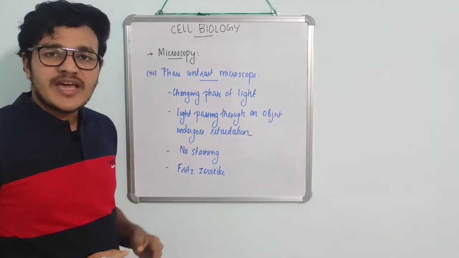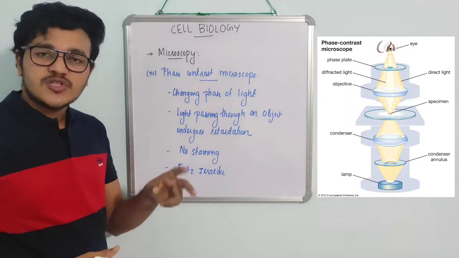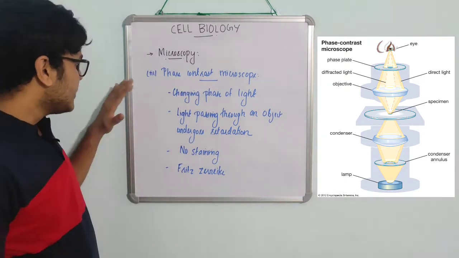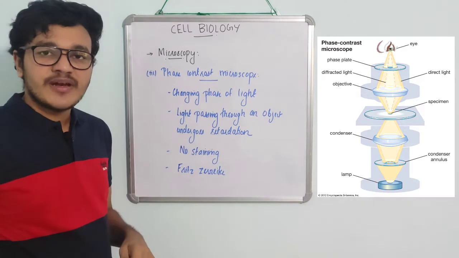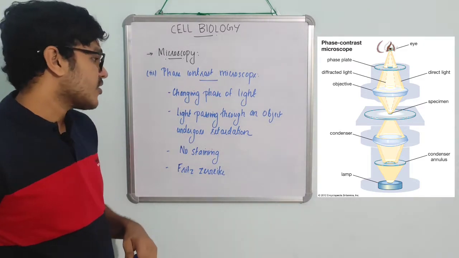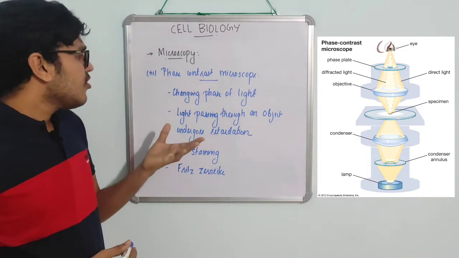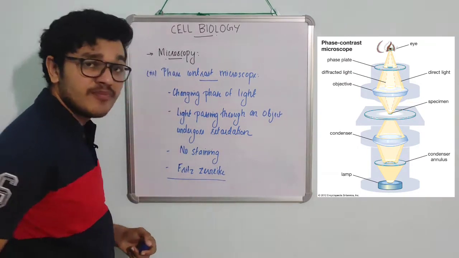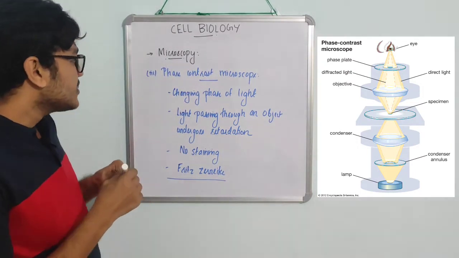So in the last session we have covered two types of microscope: the first one is the simple microscope and the second one is the compound microscope. In this session we are dealing with the third type of microscope, that is the phase contrast microscope. It was developed by the scientist Fritz Zernike. He actually got the Nobel Prize for this. So that is the first point.